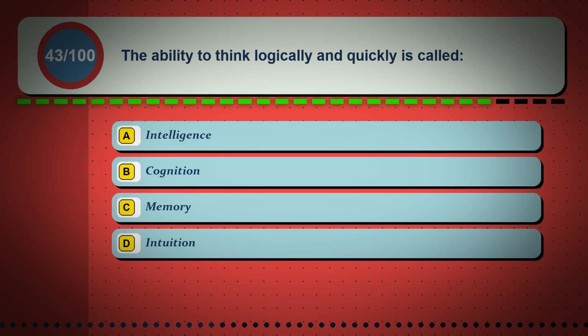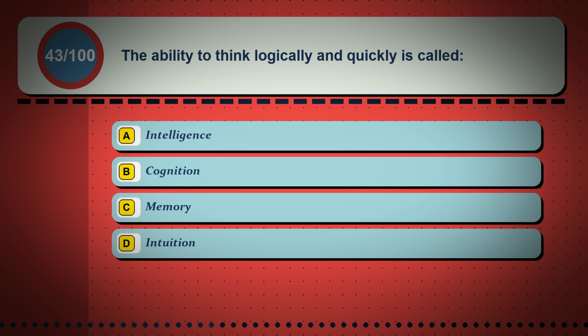Question 43. The ability to think logically and quickly is called: Option A, intelligence. Option B, cognition. Option C, memory. Option D, intuition.